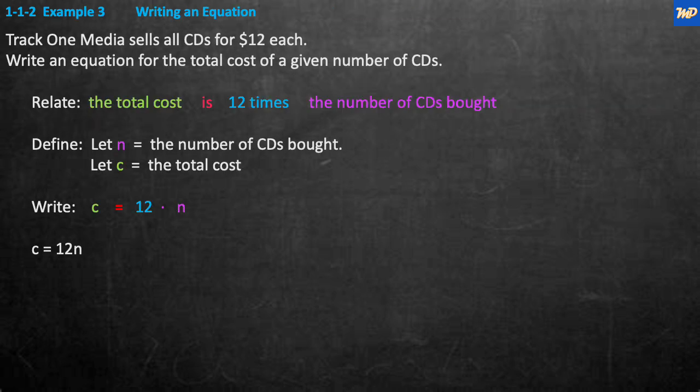Okay, example 3, writing an equation. Track One Media sells all CDs for $12 each. Write an equation for the total cost of a given number of CDs. So suppose you want to buy 5 CDs or 20 CDs or whatever that given number is. We don't know, but we're going to write an equation to get that value. So let's relate that to English and start relating it to mathematics. The total cost is, and we said earlier that is usually implies an equal sign, is 12 times the number of CDs bought.